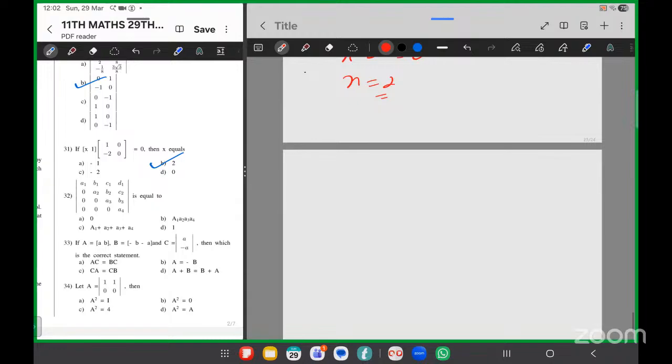Determinant. It is a upper triangular matrix. Upper triangular matrix का determinant क्या आएगा? Product of the diagonal elements. A1, A2, A3, A4. Answer is A1, A2, A3, A4. So option B is the correct answer.